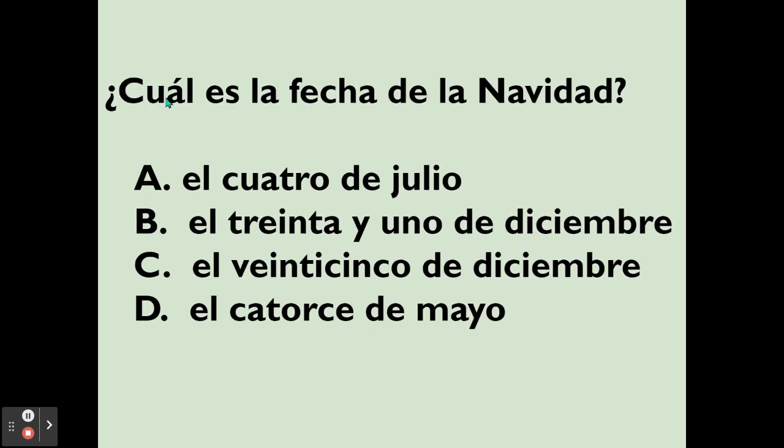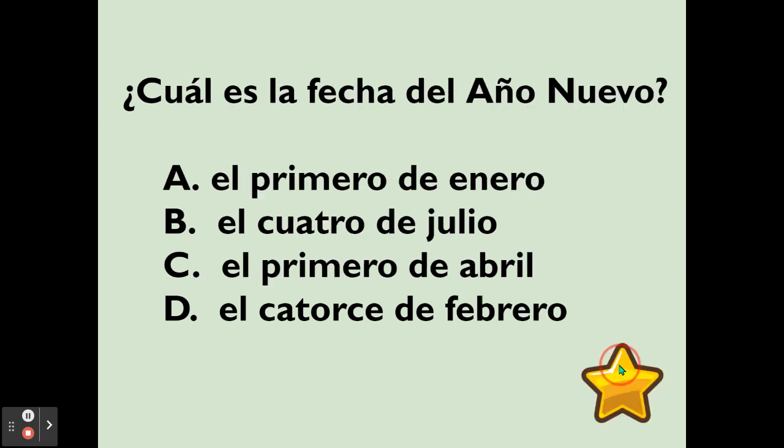All right, now we have some dates. ¿Cuál es la fecha means what is the date? ¿Cuál es la fecha de la Navidad? El 4 de julio, el 31 de diciembre, el 25 de diciembre, el 14 de mayo. El 25 de diciembre. ¿Cuál es la fecha del Año Nuevo? El 1 de enero, el 4 de julio, el 1 de abril, el 14 de febrero.